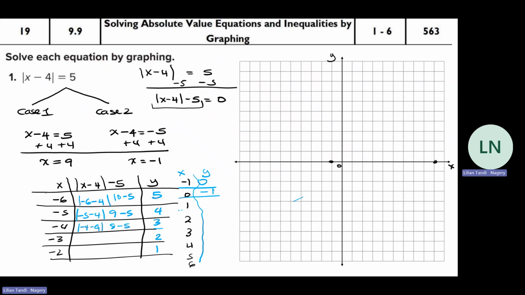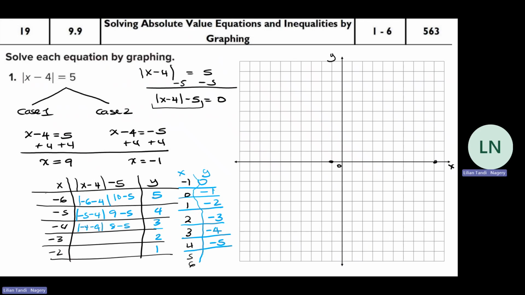Okay, so now let's continue. 1 minus 4 is negative 3. Absolute value cannot be negative. So 3 minus 5 is negative 2. 2 minus 4 is negative 2. Absolute value of negative 2 is 2. 2 minus 5 is negative 3. I continue. 3 minus 4 is negative 1. Negative 1, then will be 1 minus 5, which is negative 4. 4 minus 4 is 0. 0 minus 5 is negative 5.